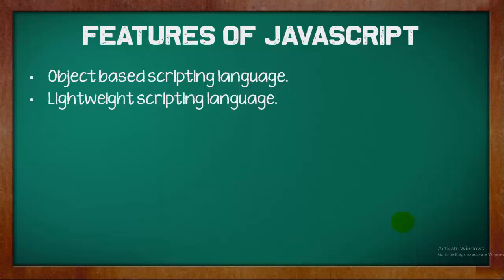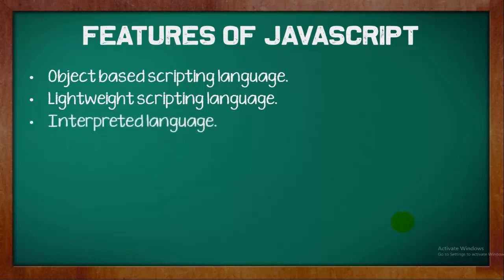So it doesn't have a predefined name. When you provide the value only, you'll come to know about the type. So that's the reason it is known as a lightweight scripting language. Whereas C and C++ are not known as lightweight scripting languages. They are heavyweight programming languages. So this is another main feature of JavaScript, where all the variables which you declare will be lightweight in nature.